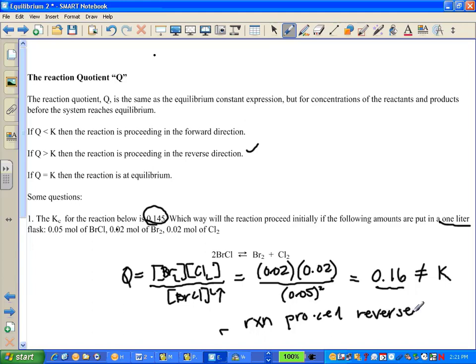So connecting this to that very first activity that you did, the looker or the watcher may have said, okay, we need more products. The forward reaction, you need to go faster. Or we need more reactants. The reverse reaction, you need to go faster. So it's the same kind of thing that's going to happen here. The BrCl, we need more of it. So the reaction is going to proceed to the left in order to achieve that, or in the reverse.